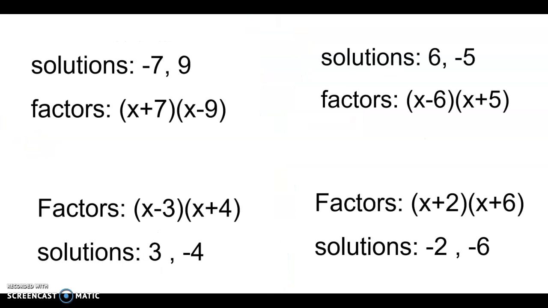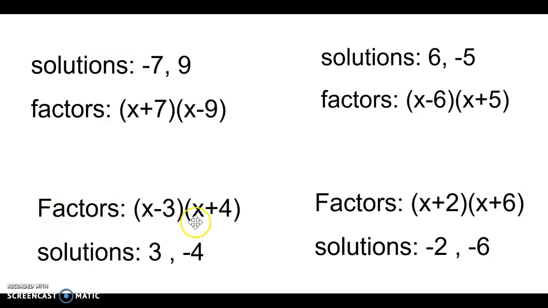All right. So if we go and we type this in, and I can see that my solutions are -7 and 9, that means my factors are x plus 7, because you take the opposite, and x minus 9. If my solutions are 6 and -5, my factors are x minus 6, x plus 5.